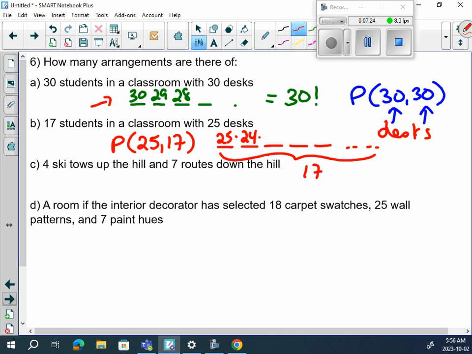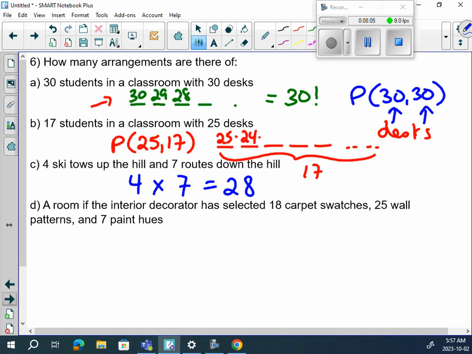4 ski toes up the hill, 7 routes down. So this one's sort of a little different, but again, we're looking at how many different possibilities there are, and you just sort of think of it as a run on the ski hill means I go up the hill on one of the toes, I come down on one of the routes. I've got 4 ways to go up the hill times the 7 ways to go down is 28. So again, not really a permutation that we can write as far as hitting the P button on the calculator, but just the logic behind what we're doing here is what we're looking at.